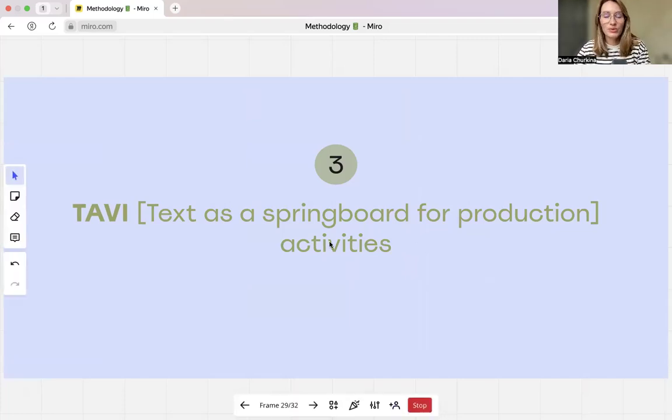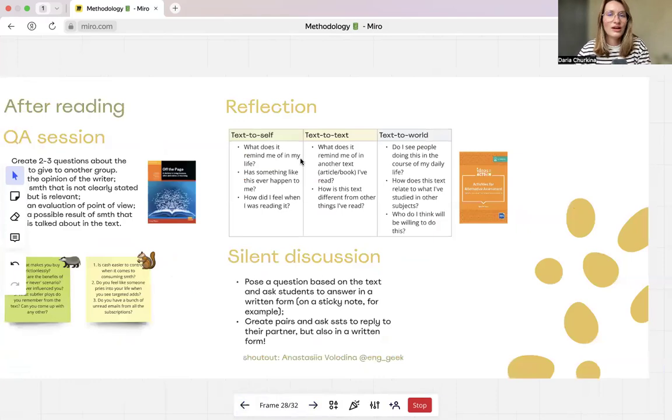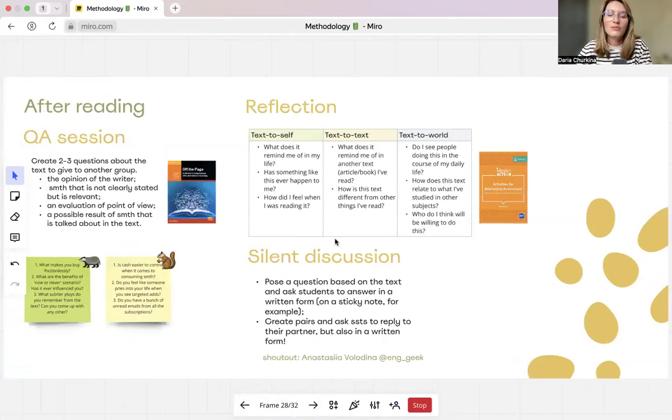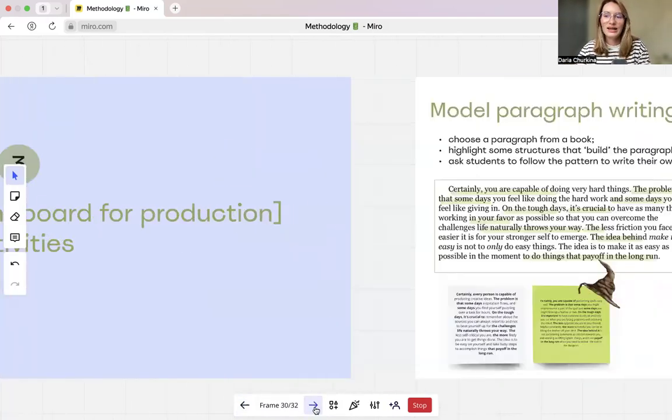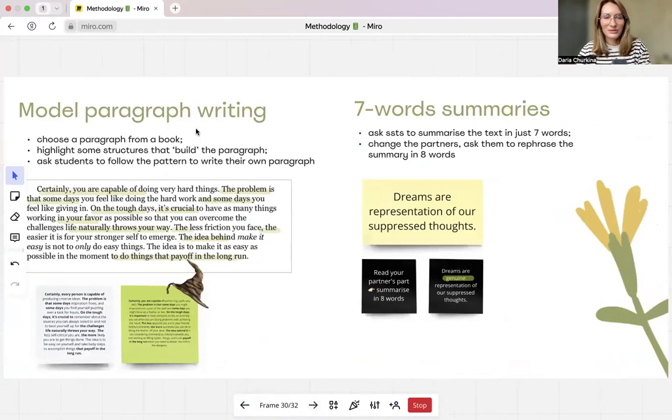And we have the last type of text, which is text as a springboard for production. There are just a couple of activities that I want to share. I think some of these activities may also fit in that category, but I have a couple more. Here's my personal top: model paragraph writing.